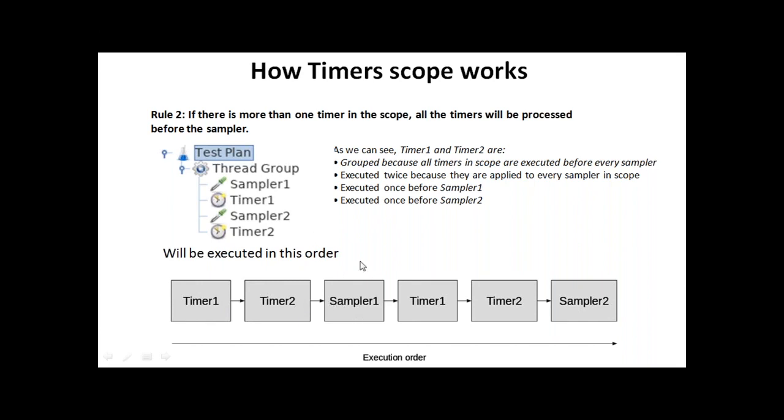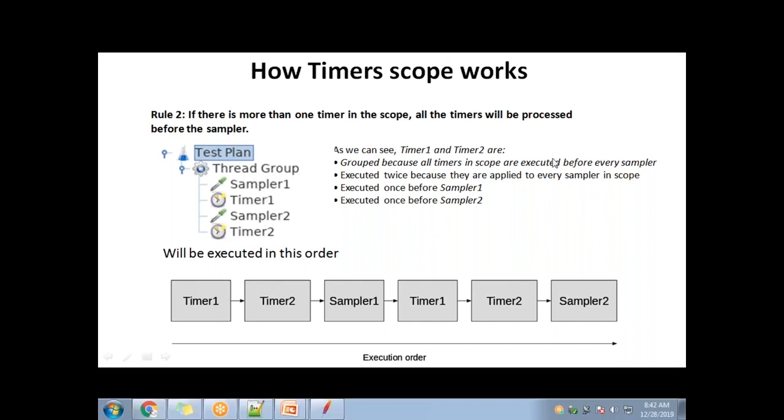And again, this is the tricky part. Timer 1 will be executed, timer 2 executed, then sampler 2. Are we clear, guys, with this one? Because these 2 timers are there on the thread group level, both the timers will be executed for each sampler. For each sampler. Logically, if you think about it, this should not overwhelm you. Are we clear with this one, guys?